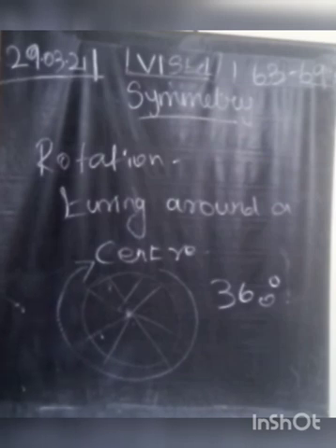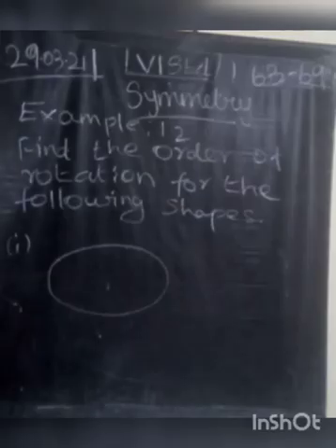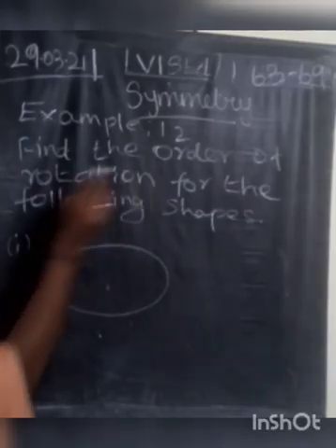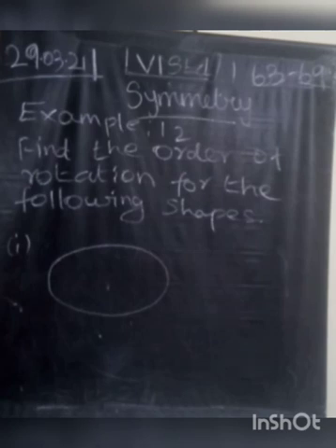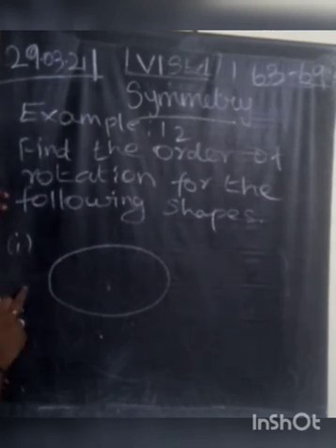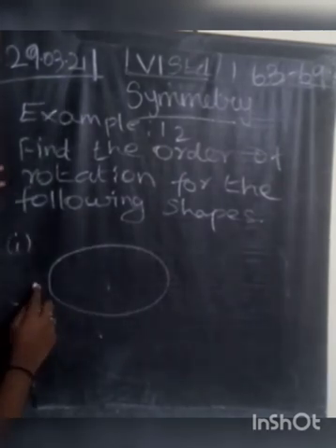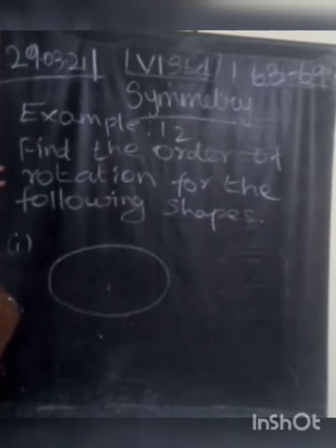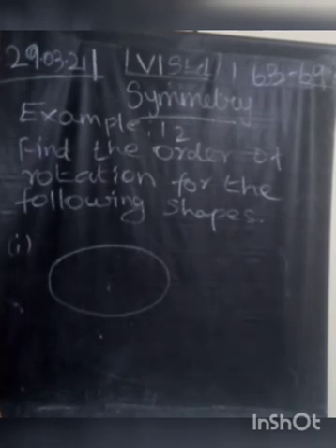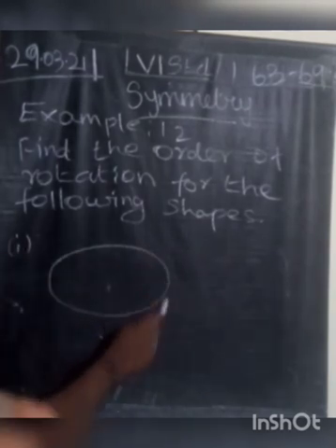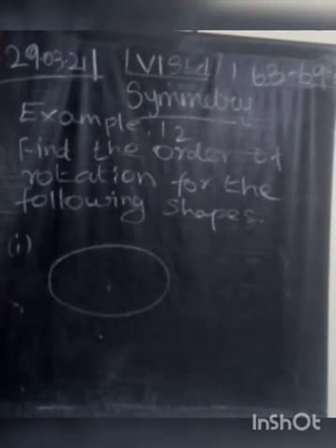So let us take an example of order of rotation. Example 12: find the order of rotation for the following shapes. First, let us take subdivision 1. Here we have to find the order of rotation. When one rotation is completed, the rotating object comes back to the position where it started. So here we have to rotate the shape.